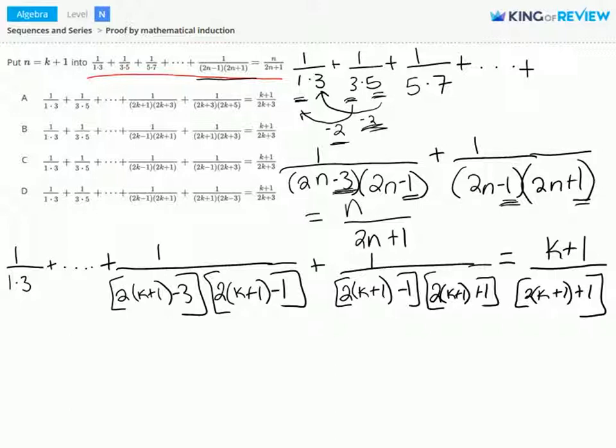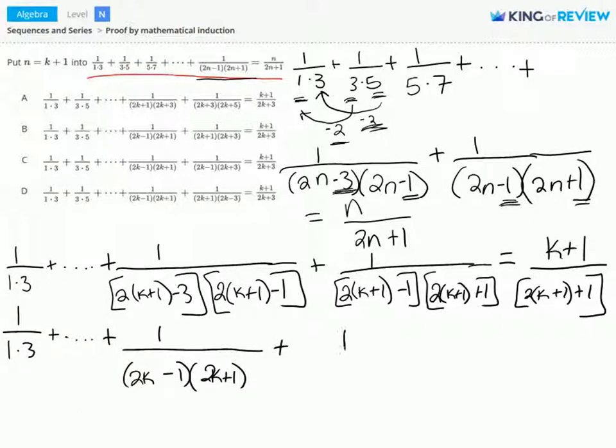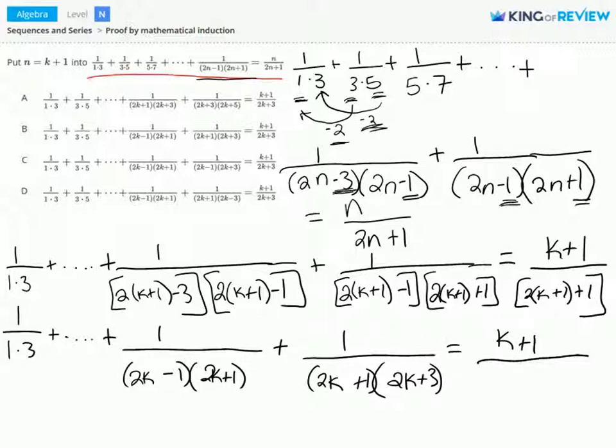Now let's simplify these numbers. We have 1 over 1 times 3, and this series continues, and we get 1 over 2k minus 1 times 2k plus 1, plus 1 over 2k plus 1 times 2k plus 3, and this is equal to k plus 1 over 2k plus 3. And this is our final answer. So letter B is correct.